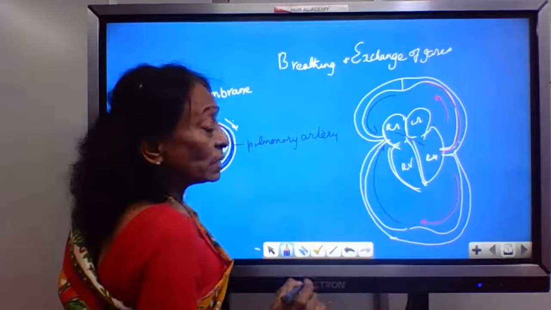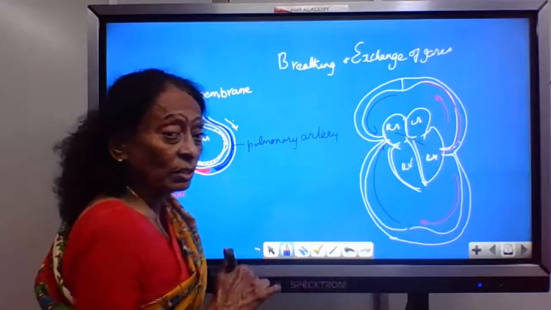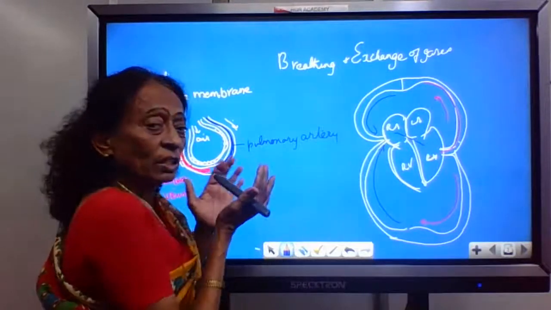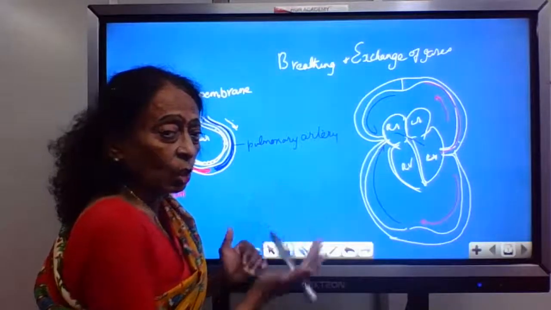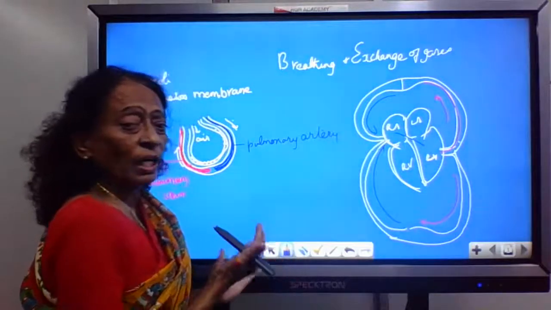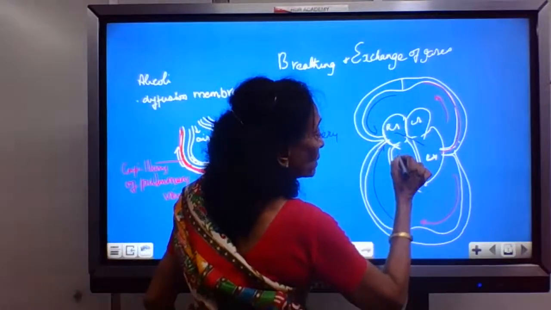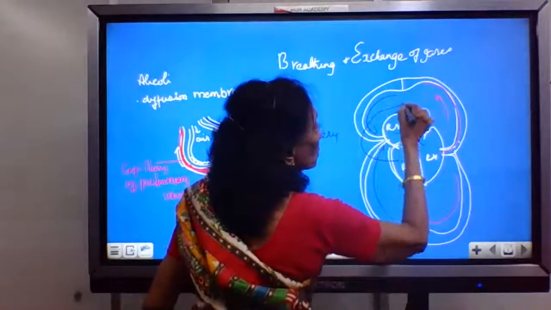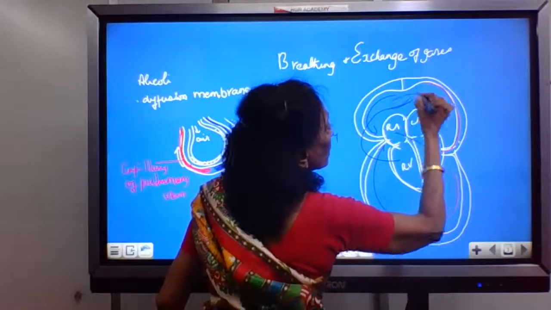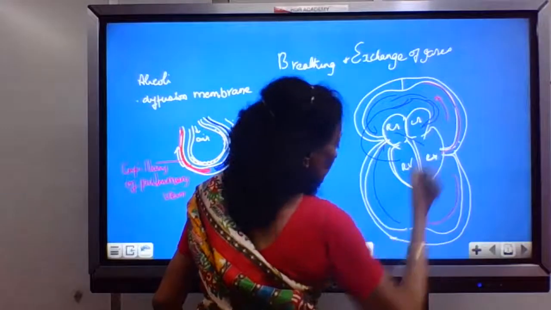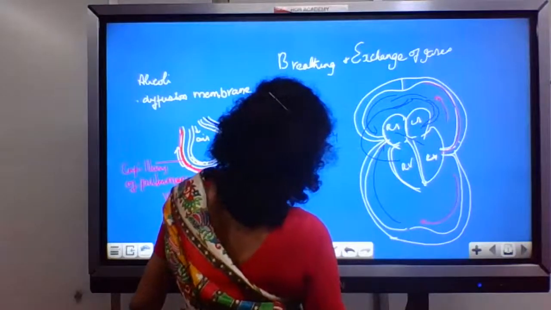Now another one, it is not single. This is what you mean by double circulation: the systemic circulation and the pulmonary circulation. Systemic circulation is all over the body. Pulmonary circulation is only the lung. The other blood vessel goes to the lung and then comes back to the left atrium as purified blood. This is a reversal of the previous one.